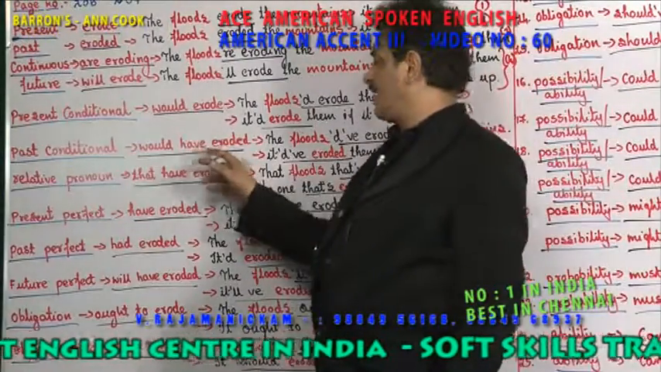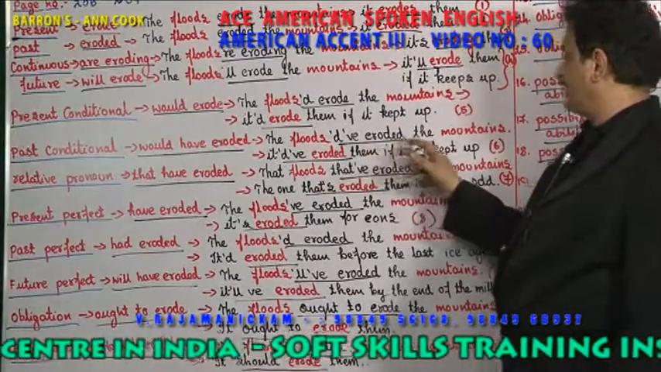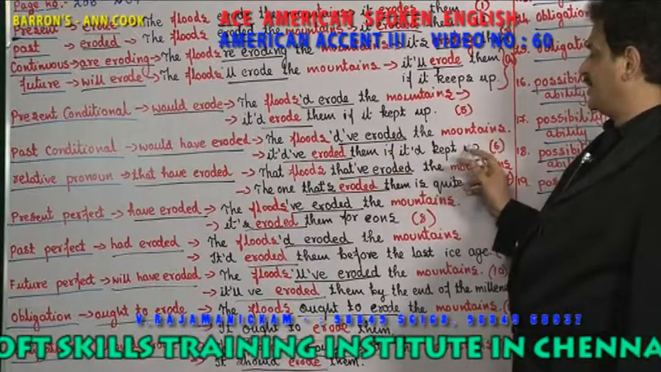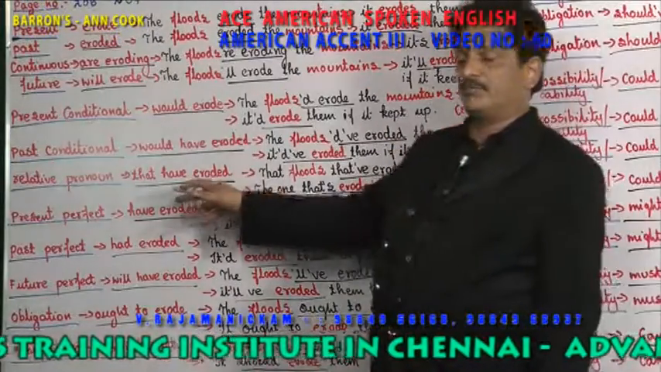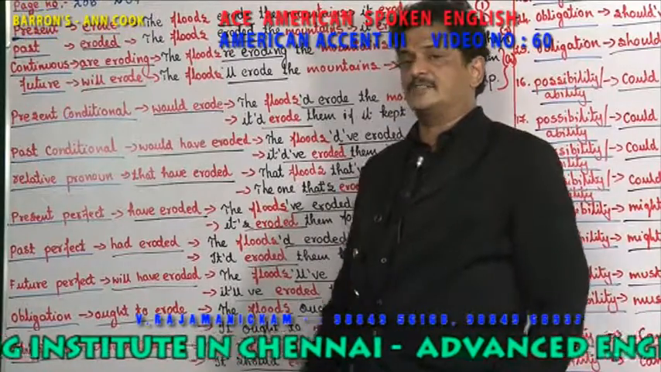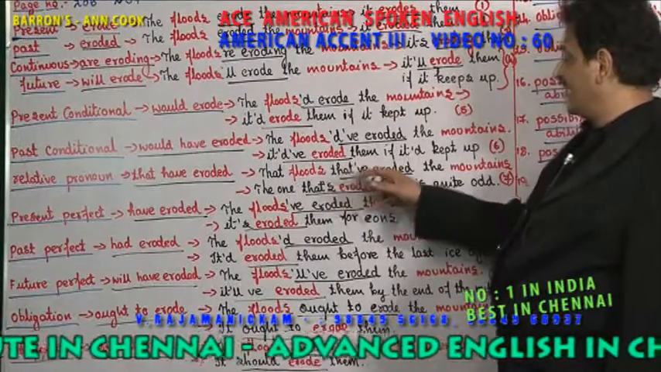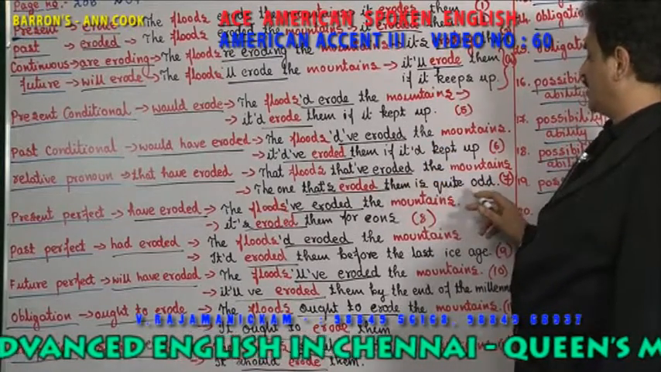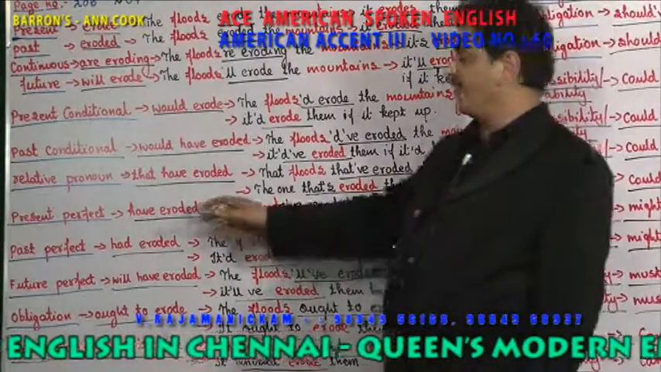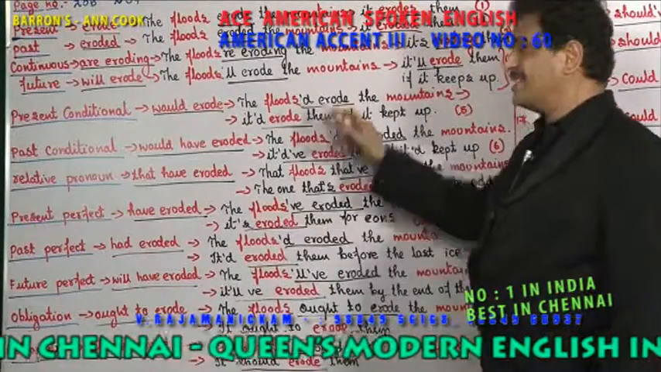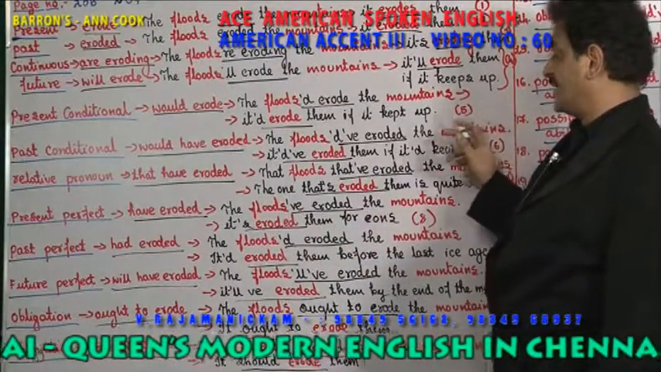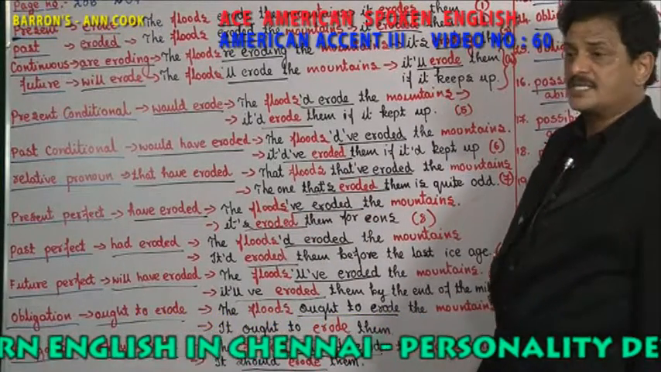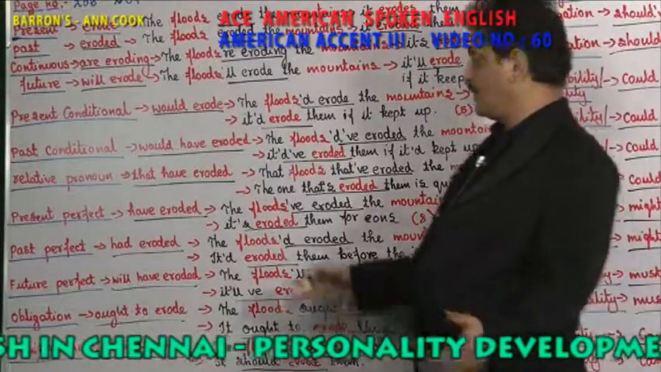Past conditional: would have eroded. The floods would have eroded the mountains. It would have eroded them if it had kept up. Relative pronoun: that have eroded, that stands for the floods. The floods that have eroded the mountains, the ones that have eroded them. Present perfect: have eroded. The floods have eroded the mountains. It has eroded them for eons, ages. Eons means for a long time.